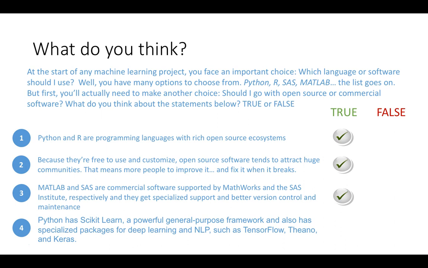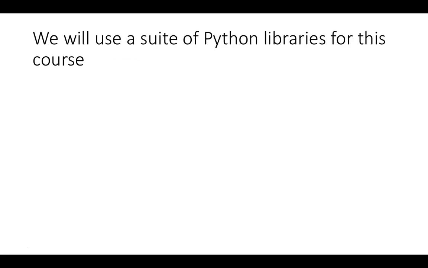And the fourth point is that Python and scikit-learn form a powerful general-purpose framework, and there are also specialized packages for deep learning and NLP. NLP stands for natural language processing, and those tools are TensorFlow, Theano, and Keras. Yes, you are right. The ecosystem around Python has come up with really powerful APIs as well as frameworks to do wonderful ML projects and also deep learning projects. So with that in mind, let us talk about what tools we will be using in our project now.